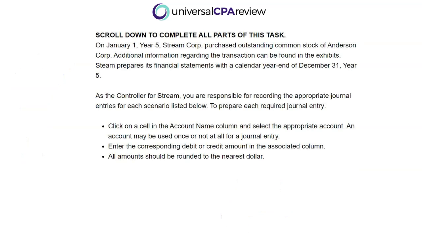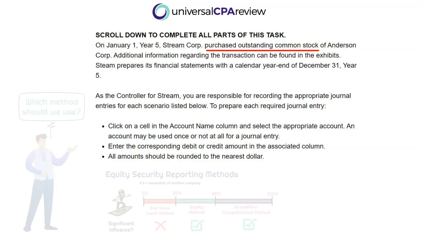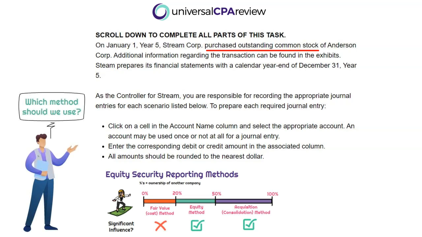So here we are, it's January 1st, year 5, and Stream Corp purchased outstanding common stock of Anderson Corp. So we know the common stock is a type of equity security, but we don't have enough information yet to determine: are we going to use the fair value method, the equity method, or the consolidation method? Now it tells us additional information can be found in the exhibits. Of course, right? All this information is going to be scattered.